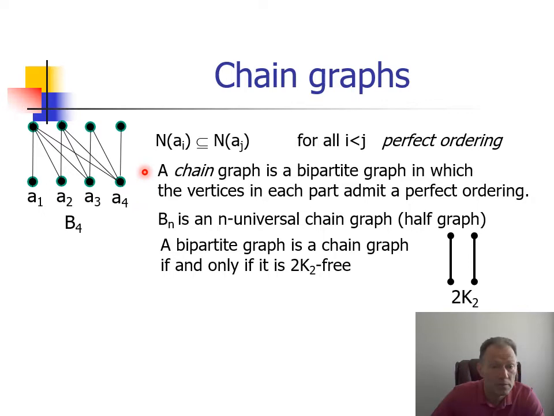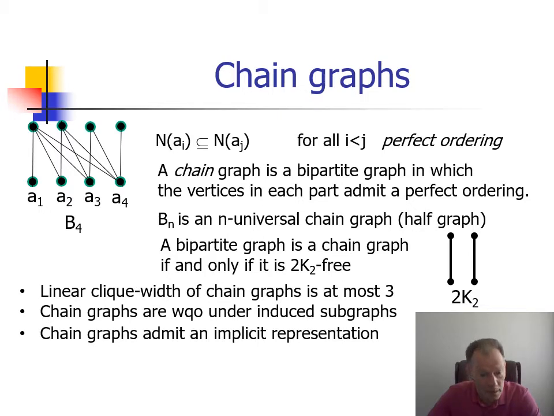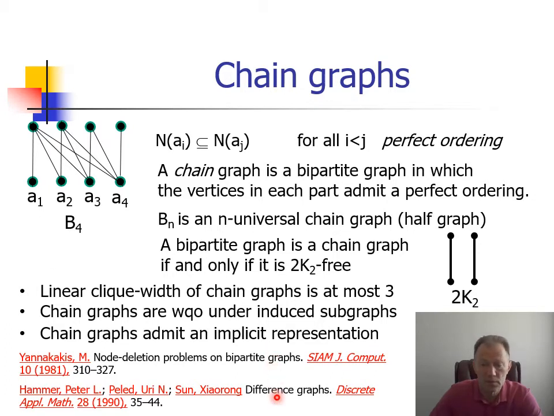So, as you can see in this picture, chain graphs have a very simple structure, and that's why they enjoy many nice properties. In particular, clique-width is bounded in the class of chain graphs. Chain graphs are well quasi-ordered under induced subgraphs. Chain graphs admit an implicit representation. I will be talking about this issue a bit later. Actually, these graphs appeared in the literature under various names: chain graphs, difference graphs, and to the best of my knowledge, the name chain graphs was first used by Yannakakis.